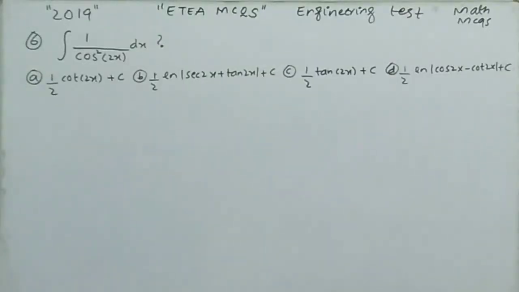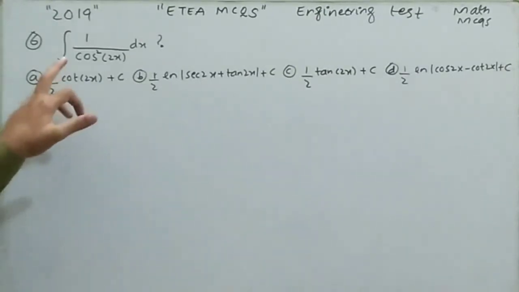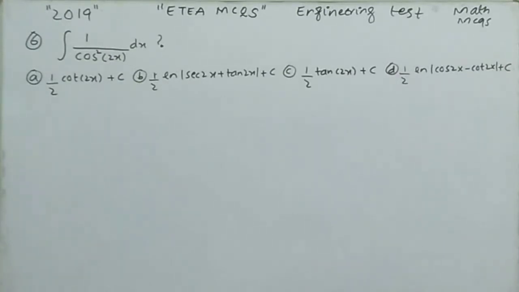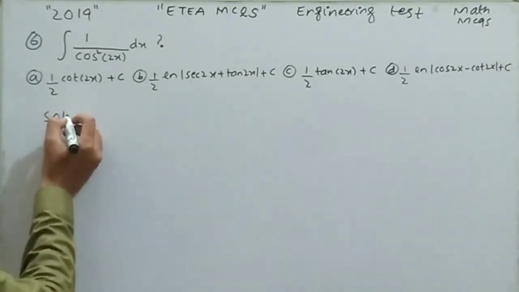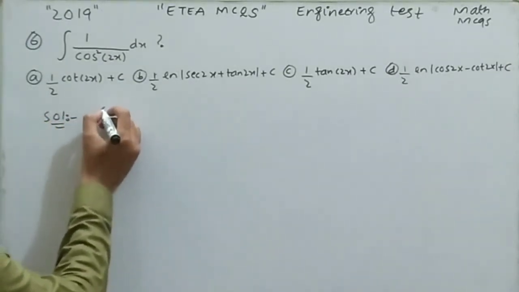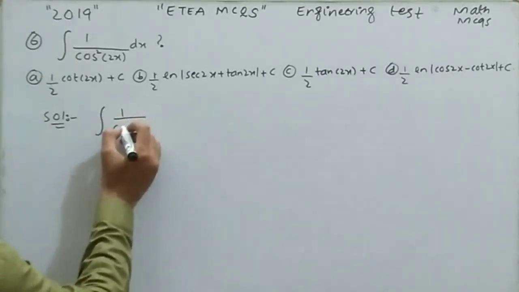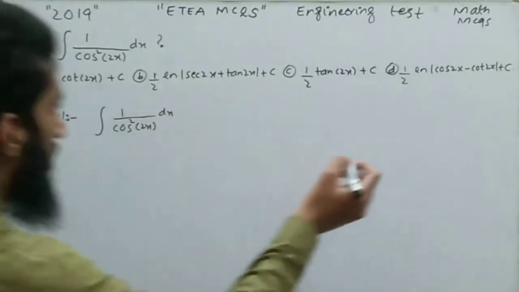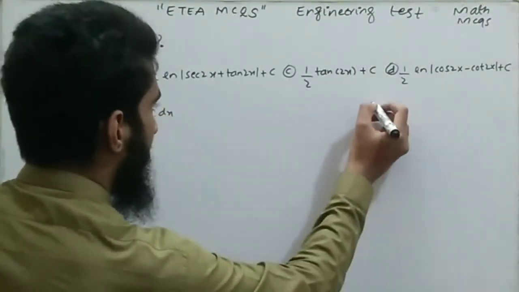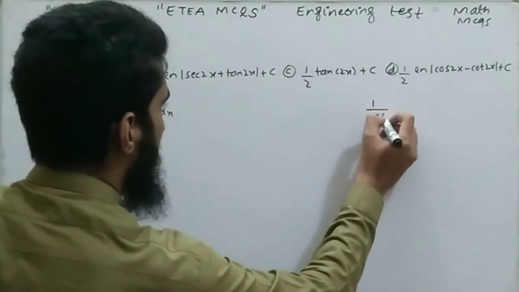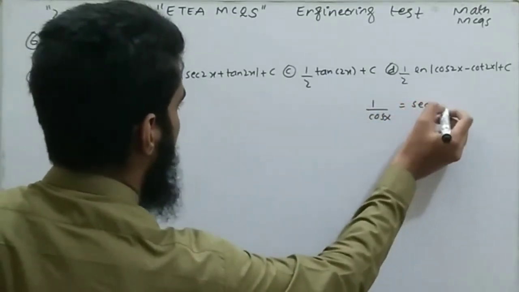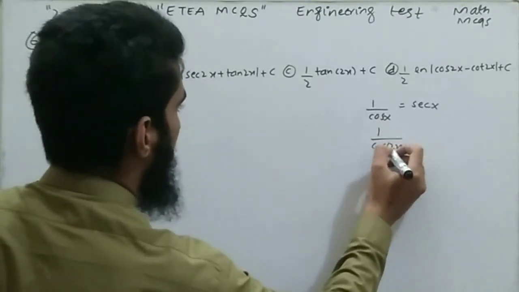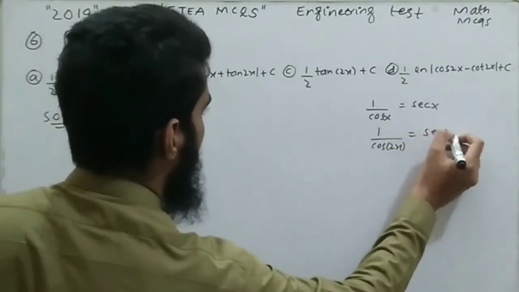Now move to the next MCQ. MCQ number 6. Find the indefinite integral of 1 over cos square 2x into dx. So move to the solution of this MCQ number 6. Integral of 1 over cos square 2x dx. You know that cos x and secant x are the reciprocal of each other. So 1 over cos x is always equal to secant x. Now replace x with 2x, it becomes cos of 2x. So 1 over cos 2x will be equal to secant 2x.